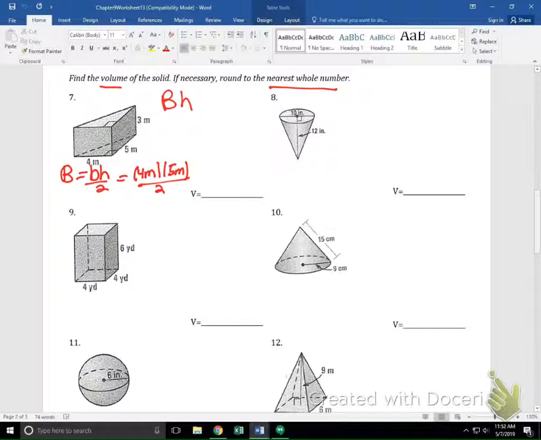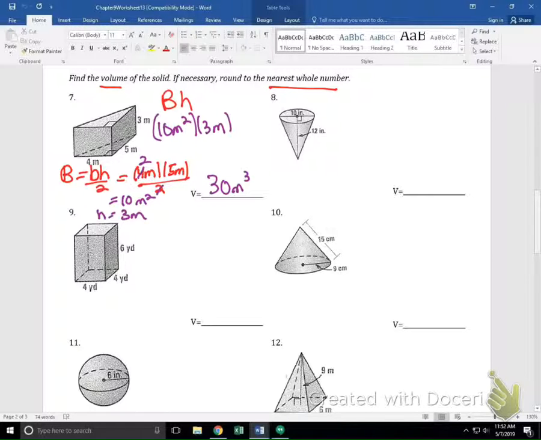So how many times does 2 go into 4? 2 times. 2 times 5 is 10. So you end up with 10 meters squared. And what is the height of your figure? 3. So now up here, we have 10 meters squared times 3 meters. What's 3 times 10? 30 meters cubed. So now that you're on volume, the exponent is going to be a 3.